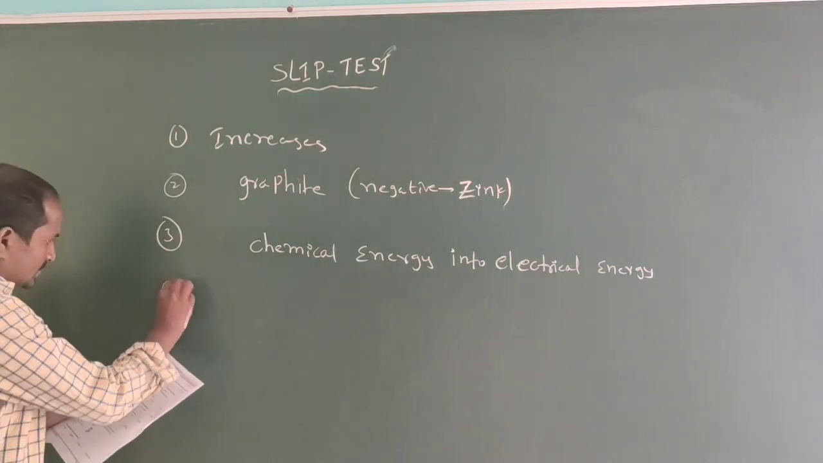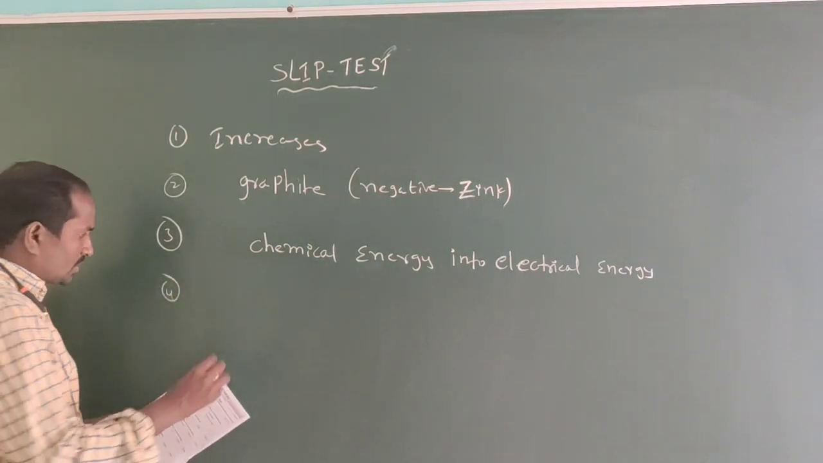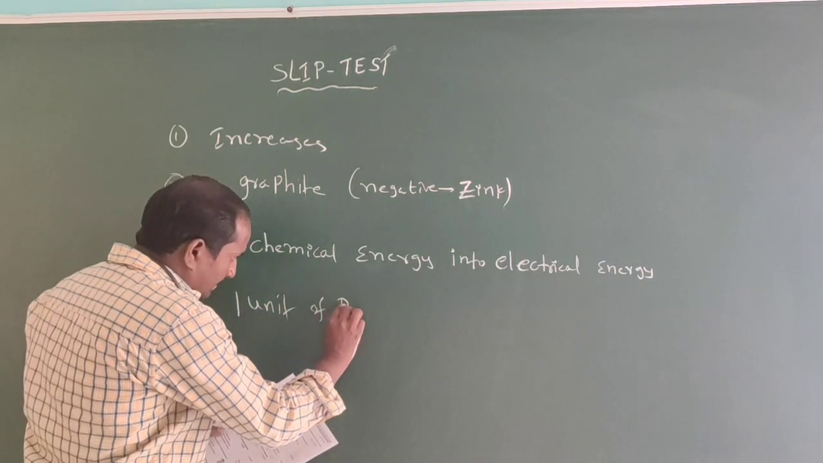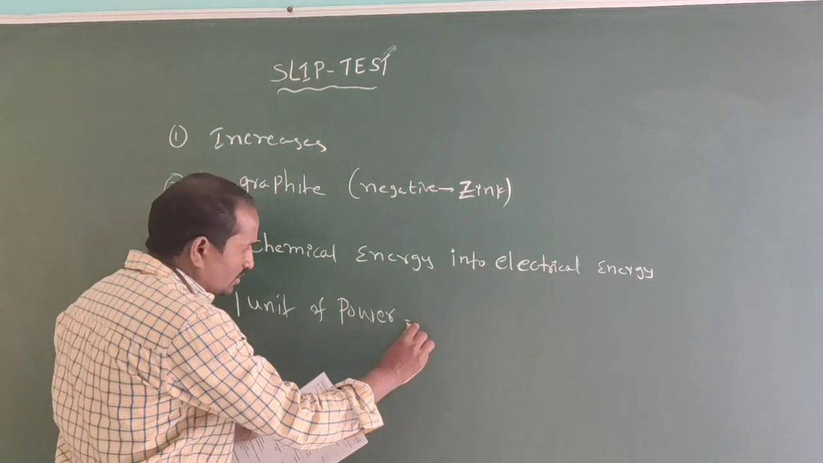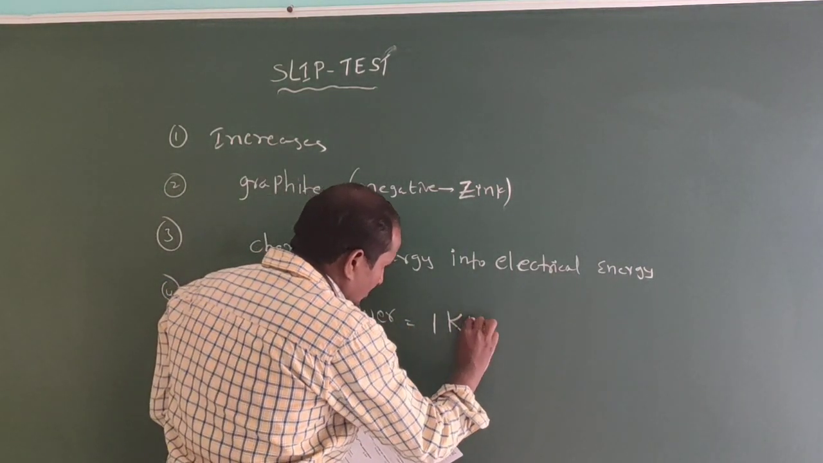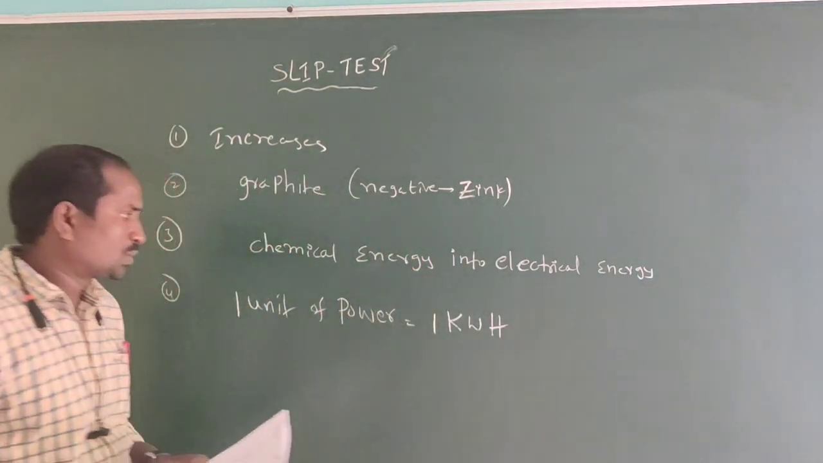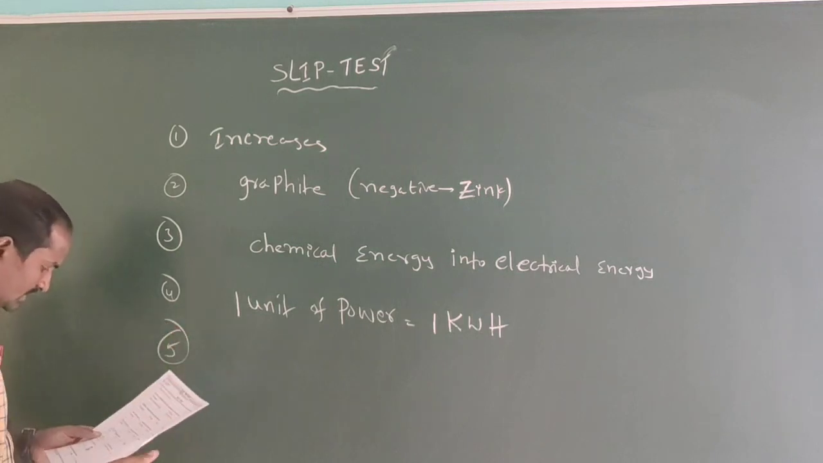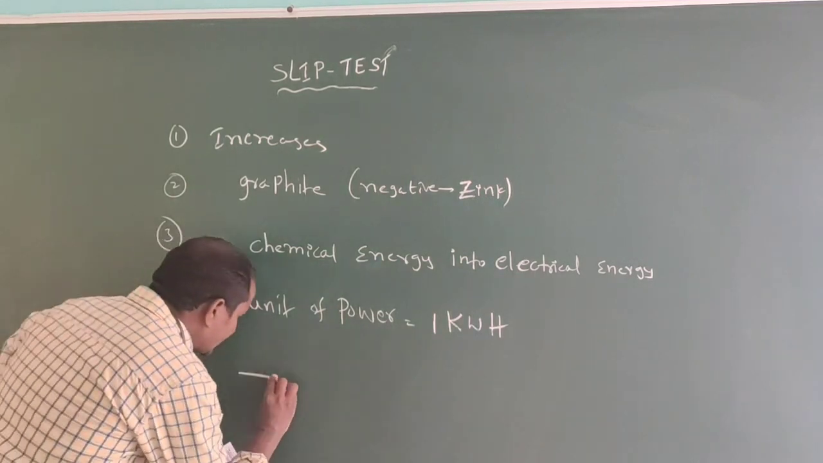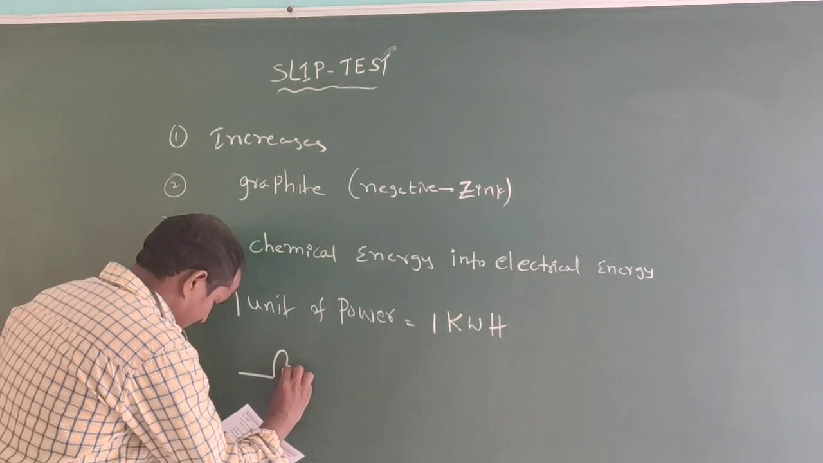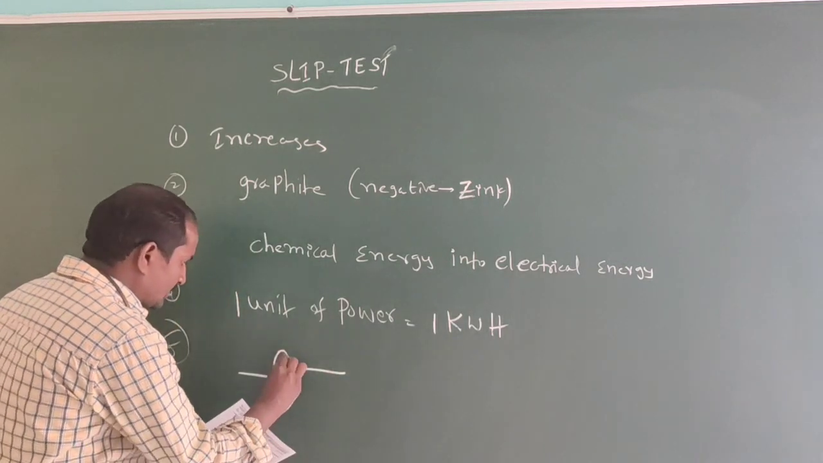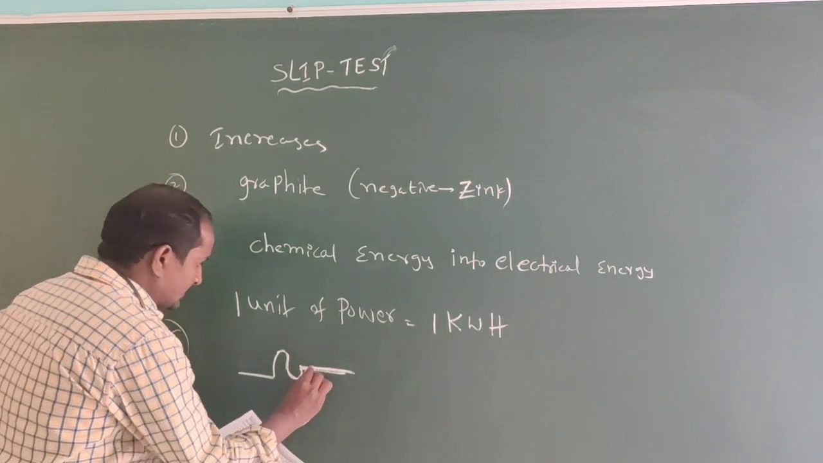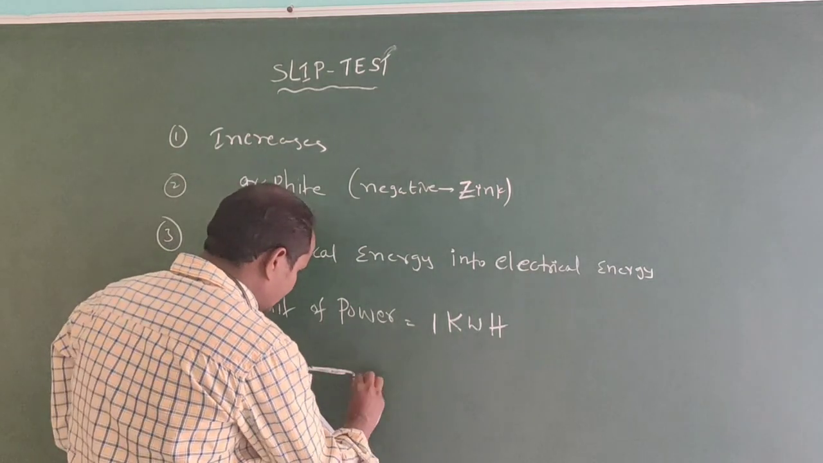Next one, fourth one. 1 unit of power is equal to 1 kilowatt hour. So fifth one, it is a symbol of fuse. It is a symbol of fuse.